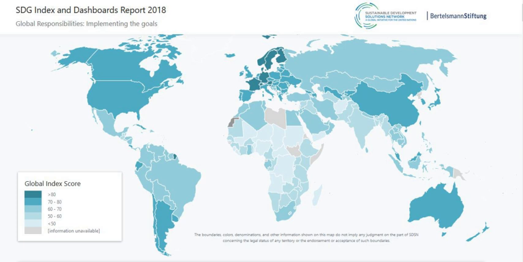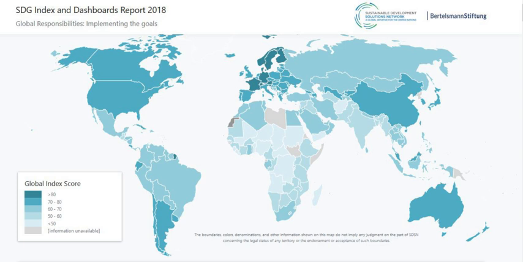Ban Ki-moon, the United Nations Secretary-General from 2007 to 2016, stated in a November 2016 press conference that, "We don't have Plan B because there is no Planet B." This thought has guided the development of the Sustainable Development Goals (SDGs).